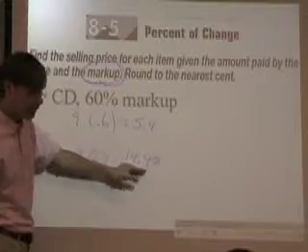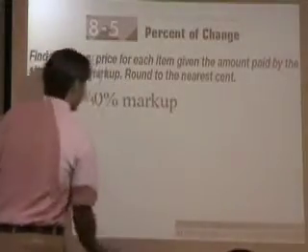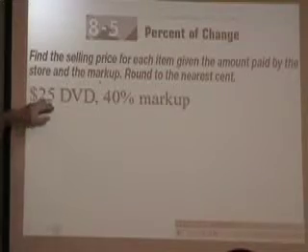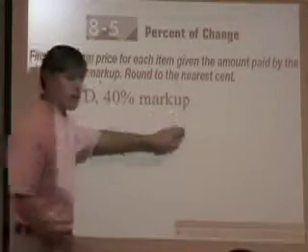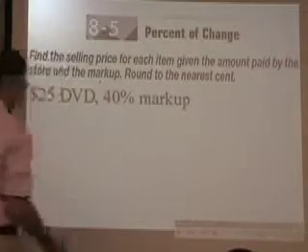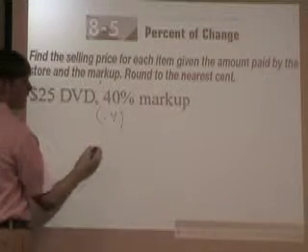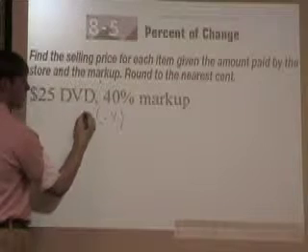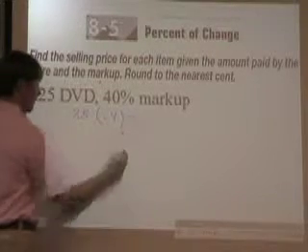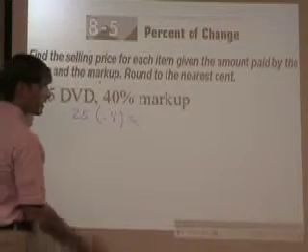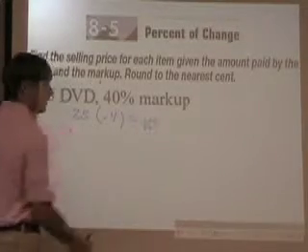Make sense? Okay, let's try one more. On the last one, it says you got a $25 DVD with a 40% markup. Okay? First, you make it a decimal, 0.4. Then what do you do, Shane? 25 times 0.4 equals what? 10. So they're marking it up $10.